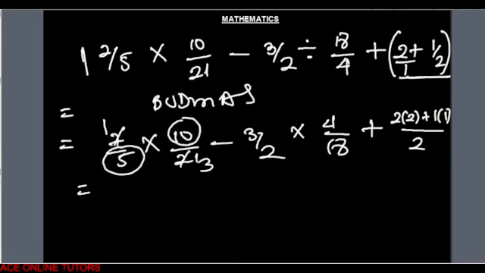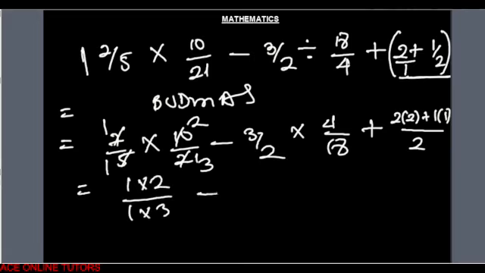Is there a common number that can divide? Yes. So you say 5 here, 1, 5 here, that's 2. So on top you are left with 1 times 2. Below we are left with 1 times 3. Minus, you see that we didn't touch this minus, leave it like that.